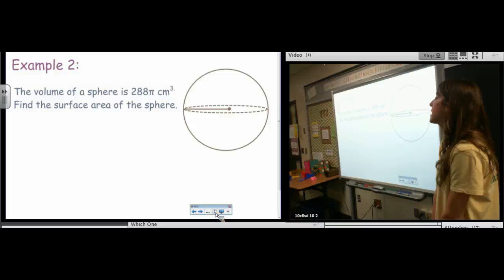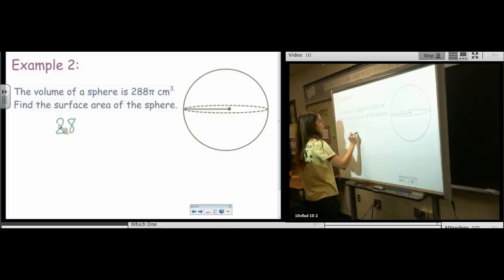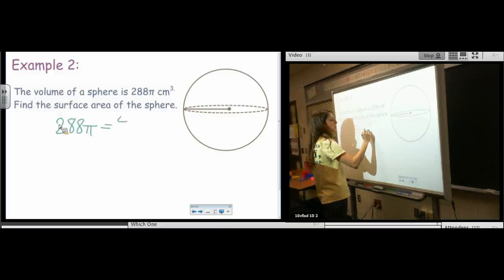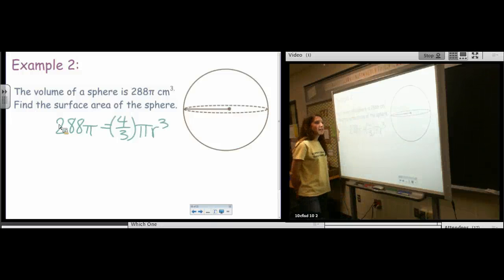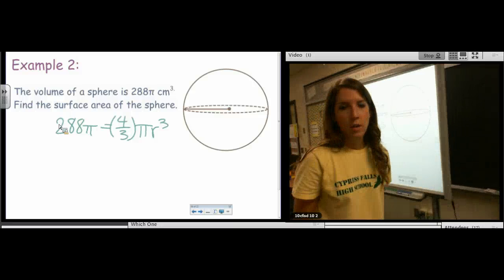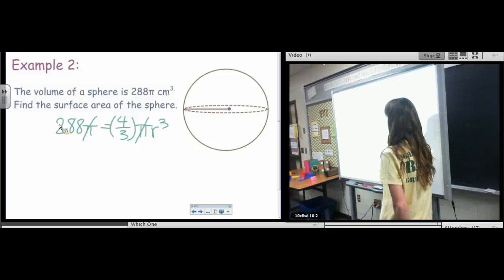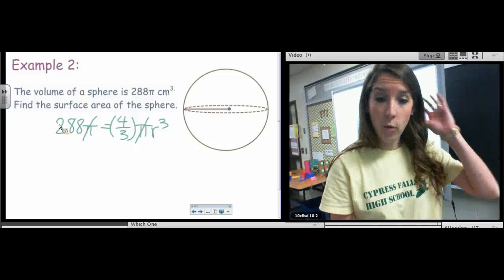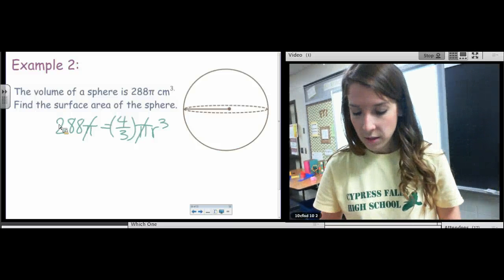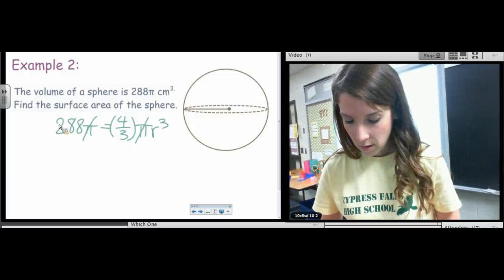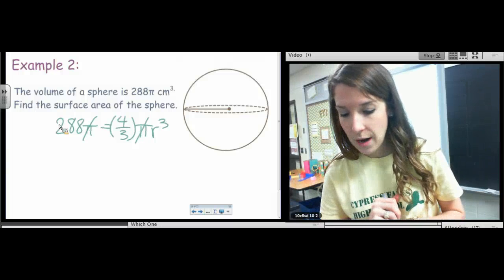The volume is 288 pi. Find the surface area. So it's asking us to work backwards from volume. So the first thing that we would do is write the volume formula. And we're going to need to undo everything. First thing that happens is the pi's cancel. So that's super fun. There's two ways to get rid of 4/3. You can divide by 4/3 or you can multiply by 3/4. So it's up to you what you want to do. Divided by 4/3. Are y'all getting 291?